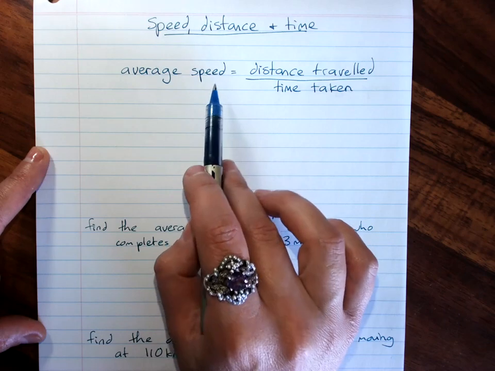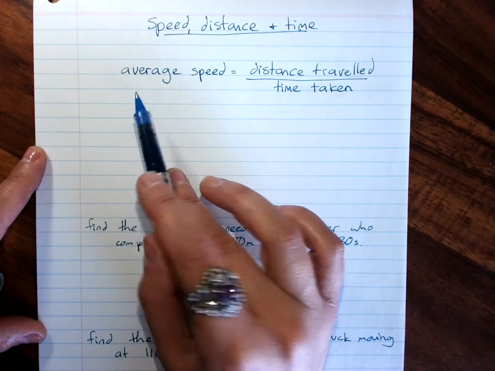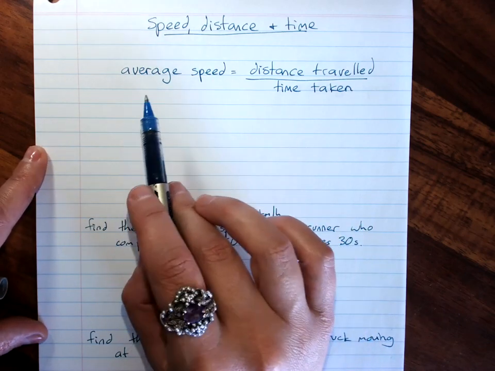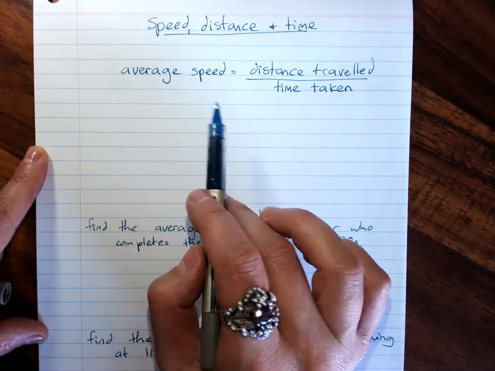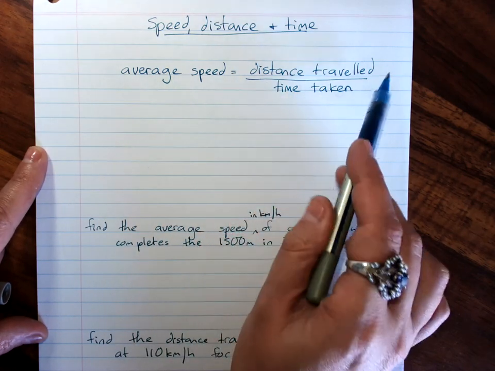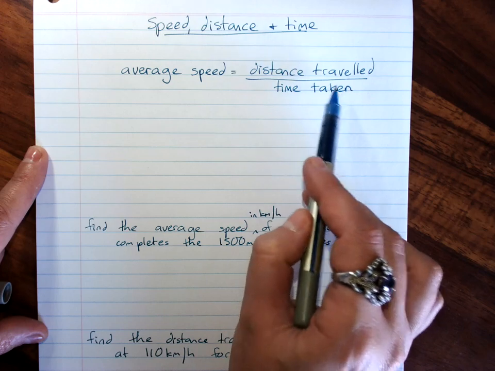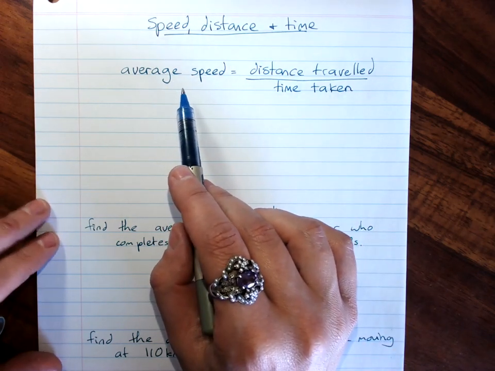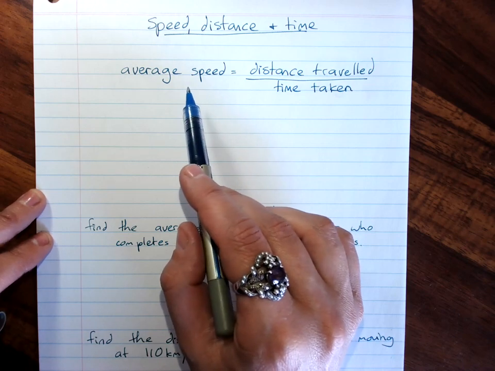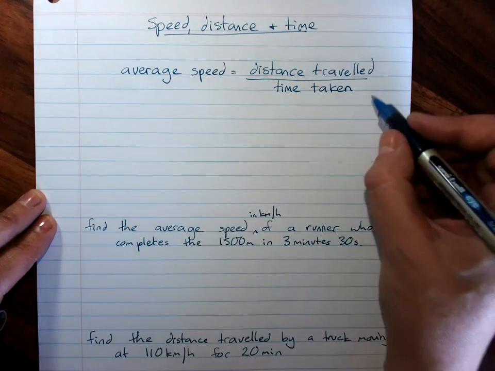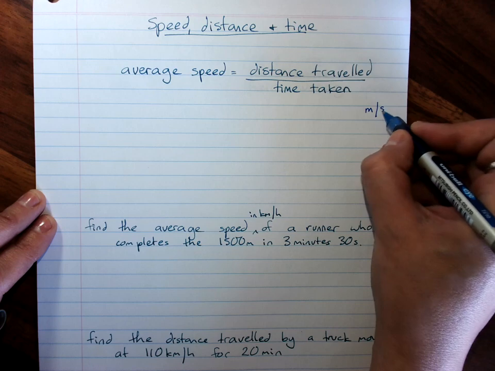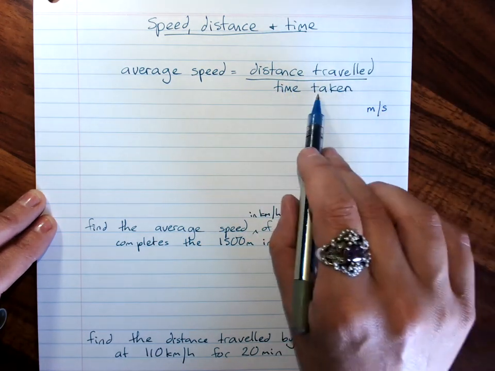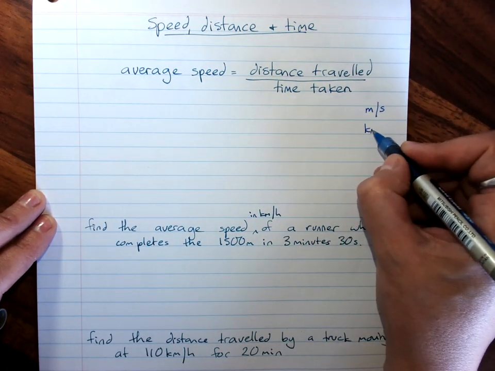We say average speed because if you imagine a trip to Sydney, you're not travelling at the same speed the whole time. You'll speed up, slow down, stop at traffic lights. So the total distance travelled over the total time taken just gives you the average speed that you were travelling at, but your speed will vary. Speed is usually measured in either meters per second, so distance is given in meters and time in seconds, or kilometers per hour.